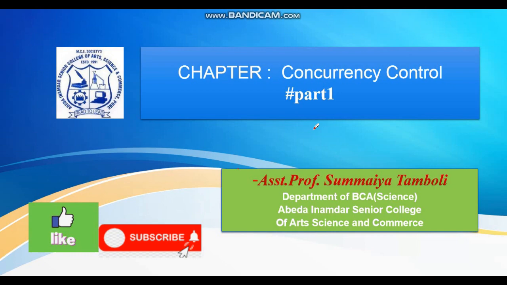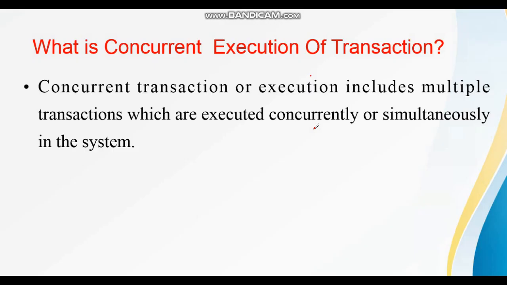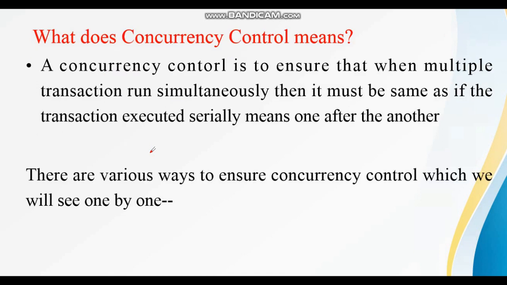Today we are going to start with the chapter concurrency control. The very first thing we need to know is what is concurrent execution of transactions. Concurrent transaction execution includes multiple transactions which are executed concurrently or simultaneously in the system. So basically, concurrent execution of transactions is nothing but multiple transactions being executed simultaneously in the system. Okay, so this is what is called concurrent execution of transactions.